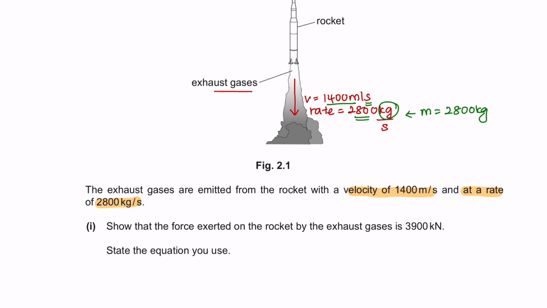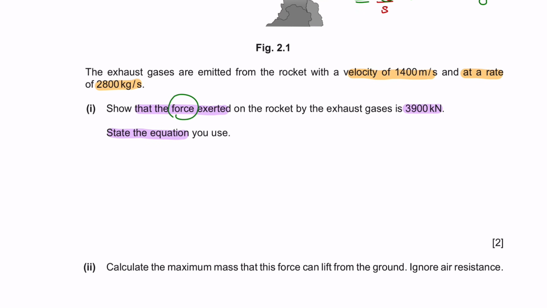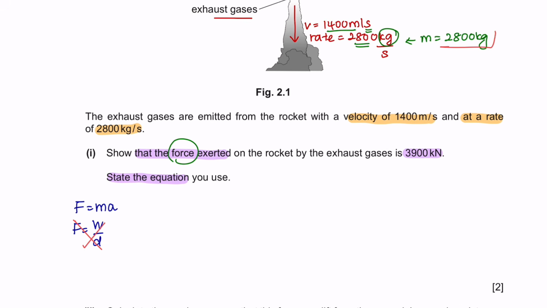Question part 1. Show that the force exerted on the rocket by the exhaust gases is 3,900 kilonewtons. State the equation you use. Again, we are being tested on force. The formula related to force could be F equals ma or F equals work over distance. We are not given any information of distance, neither work, so we can't use this formula. But we know the mass and we can also find the acceleration, so we are going to use this formula.